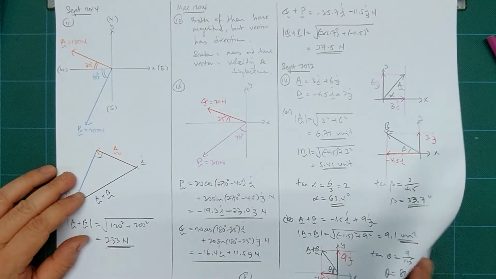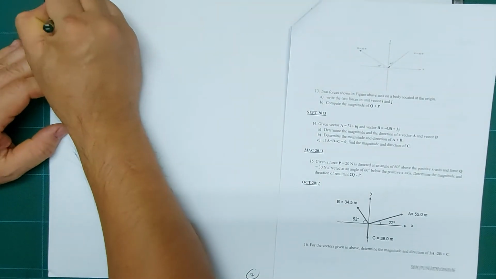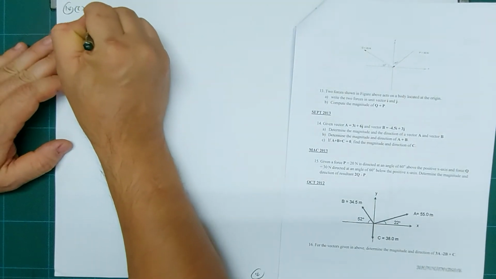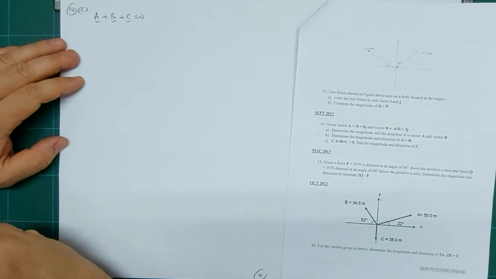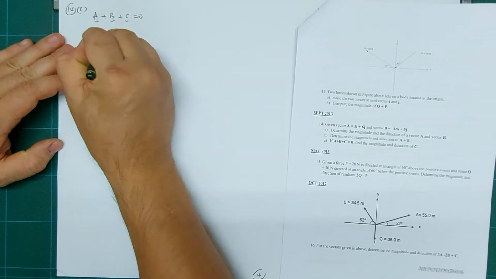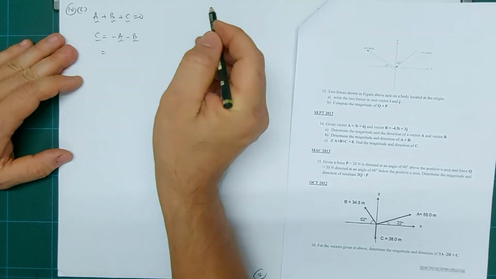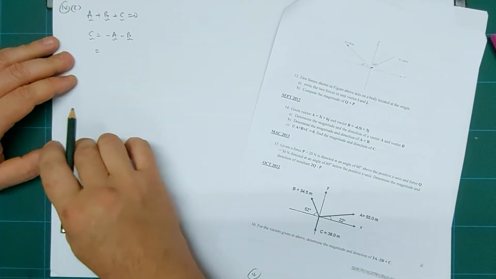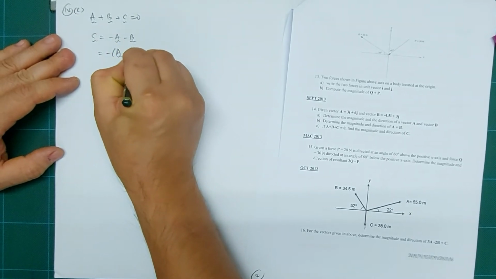Now the next part, this is our page 4. The last part is 14C here. C asks: if vector A plus B plus C is equal to 0, find the magnitude and direction of C. Well, you want to find C is equal to negative A minus B. Since the components are already given, you can take out the negative sign here. So now we have A plus B, easier that way.